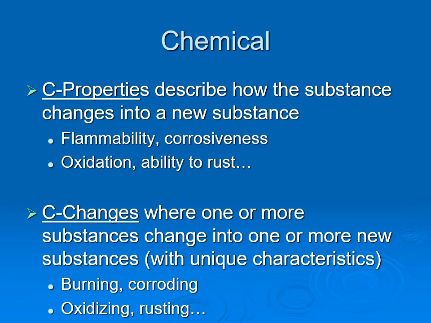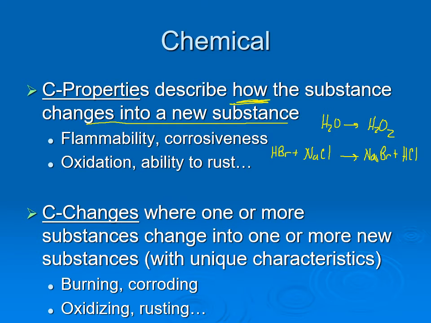Okay, if it's not a physical property, it's a chemical property. And chemical properties will describe now how the substance changes into a new substance. So it was water before, but somehow we turned it into hydrogen peroxide. It was sodium chloride before, but now we changed it into, say, sodium bromide and HCl, hydrochloric acid, somehow. So we must have combined it with hydrogen bromide to make it all work out. So we rearranged all of this, and we changed sodium chloride into a brand new substance. So that's what chemical properties are. How does it change now into something new?